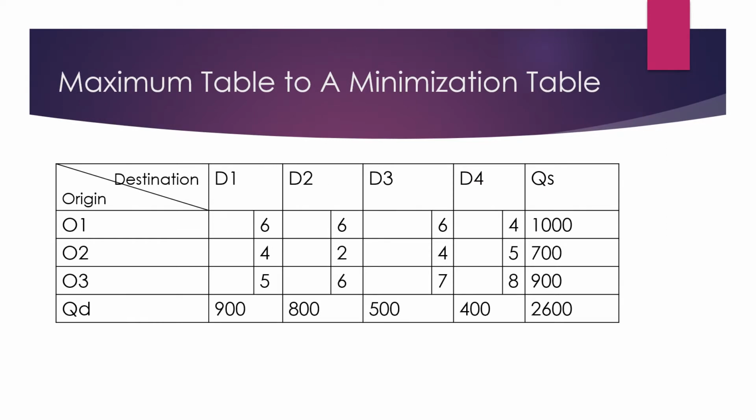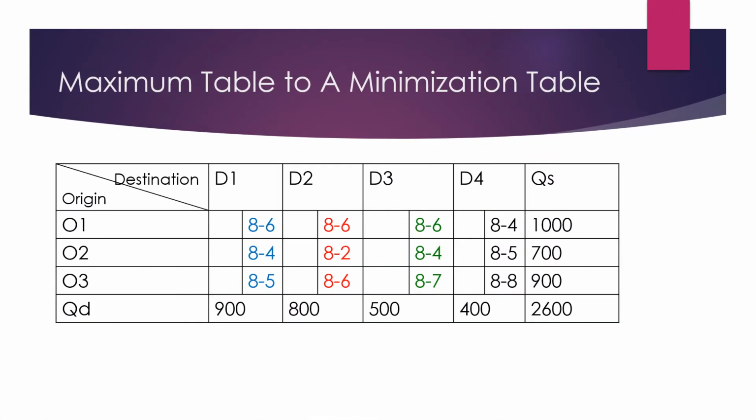First we have to convert it into a minimization table. How to convert it? First we have to identify the highest profit. In this portion, you can see 8 is the highest one. So first we are going to highlight that area. Then from the 8, we are going to deduct the other profits. Now you can see from the 8, I have deducted all the profits. This is the way to identify the opportunity cost.